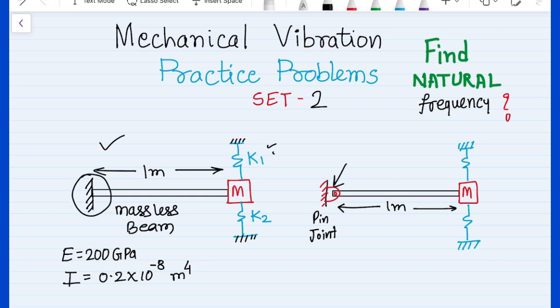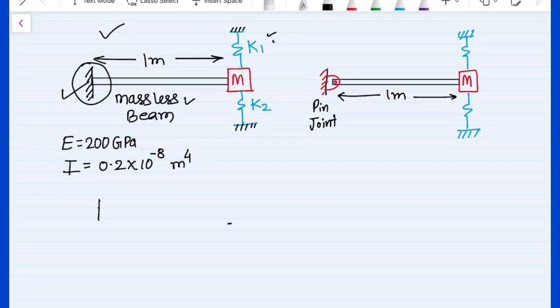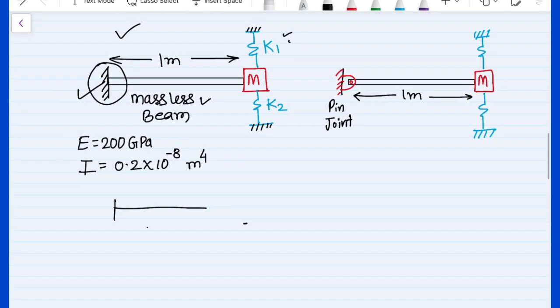And we need to understand what is the effect of a pin joint and what is the effect of a fixed joint. If you recall my previous video, we solved a problem with a massless beam and calculated the stiffness of the beam. So please remember, when we have a cantilever beam, we can get its stiffness using the formula 3EI by L cube. And how we arrived at this conclusion, you can see in my previous video.